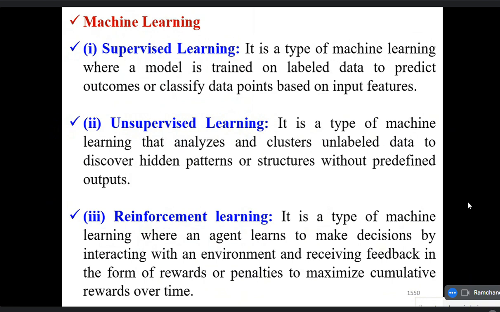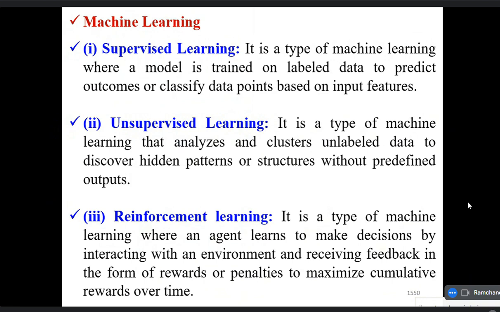Keep in mind, supervised learning I have explained already. It is a type of machine learning where a model, and a model is a simplified version of reality, is trained on labeled data to predict outcomes or classify data points based on input features. Under supervised learning, we are solving classification and regression problems. Classification examples like support vector machine, random forest, Bayesian classification, neural networks, CNN. These are the classification techniques.